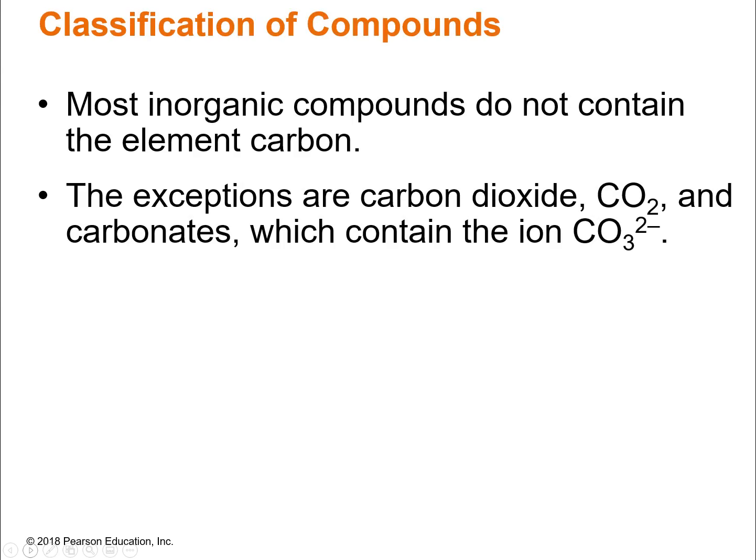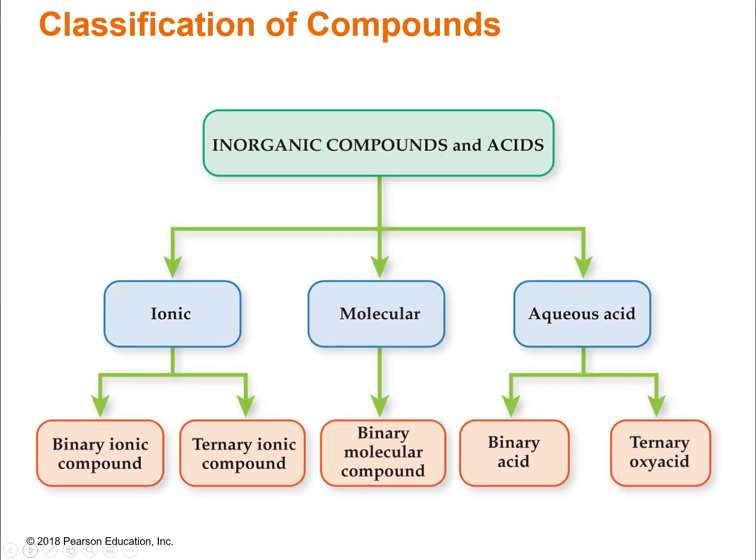In order to name, you have to be able to classify compounds. We're going to talk about inorganic compounds, and by and large, they don't have the element carbon in them. There are some exceptions like carbon dioxide and carbonates. They have carbon, but they're inorganic compounds. This flow chart gives you some organization of how compounds can be broken up. So the three major classes that we're going to talk about are ionic, molecular, and aqueous acids.